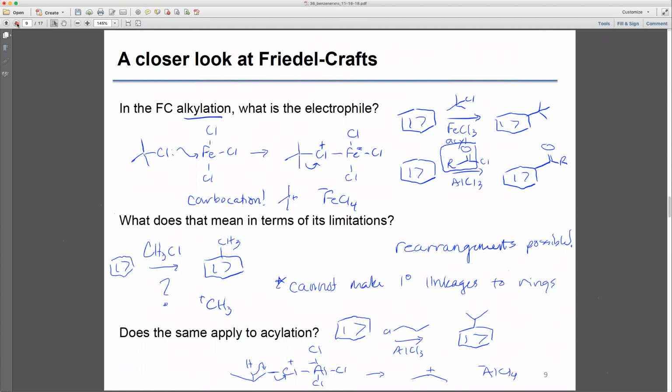And I've cluttered up this slide enough, but does the same apply to acylation? Do these acyl cations rearrange? And you may not obviously see this, but it is a resonance stabilized cation. And so the answer to that is no. There are no problems with rearrangements or destabilization of any particular type of acyl cation. Acyl cation more or less is the same for any Friedel-Crafts acylation.